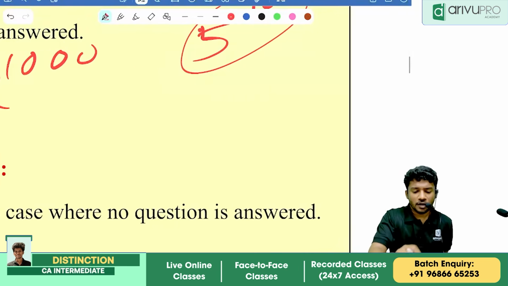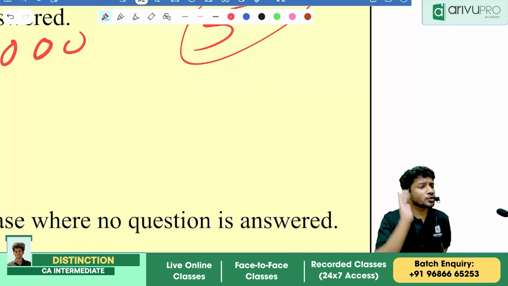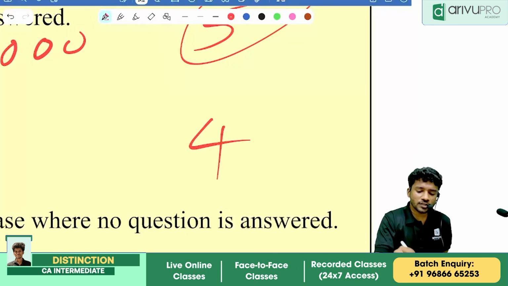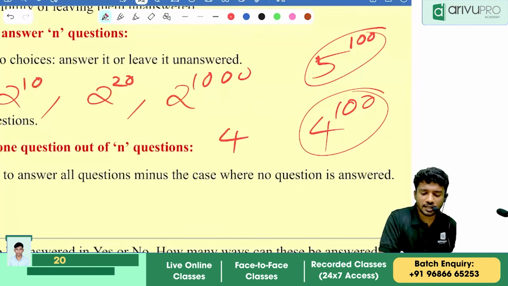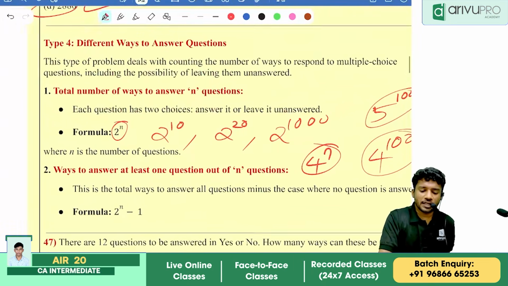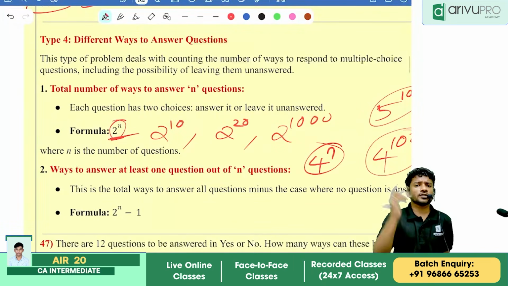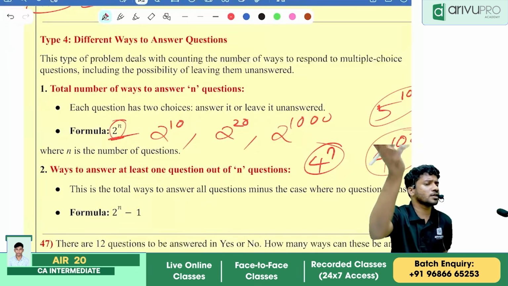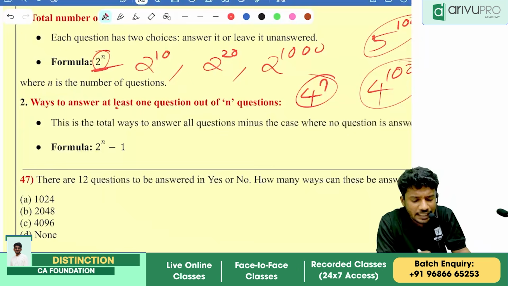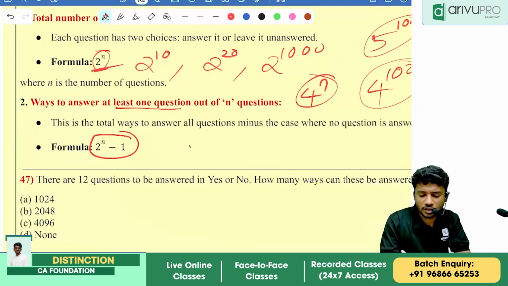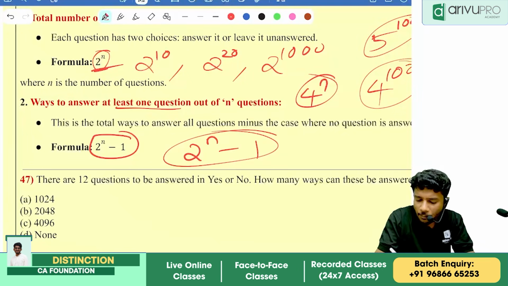Now people, what if there are only 4 options and you should answer no matter what? 4 raised to 100. Okay. In general I can write it as 4 raised to n. Here why did we choose 2 raised to n? Because there are only 2 options. Either answer it or not answer it. Then ways to answer at least one question, the formula is 2 raised to n minus 1.